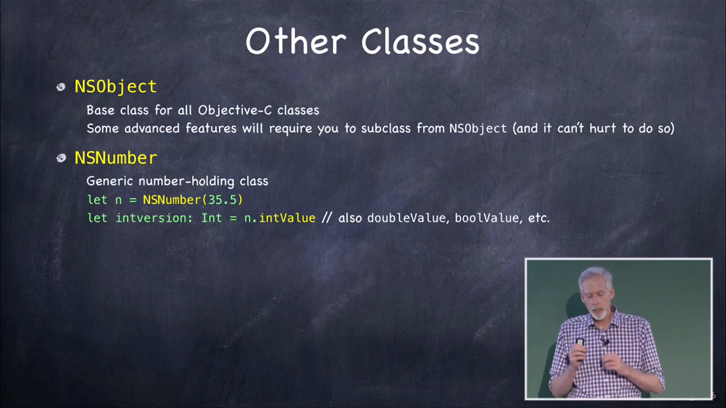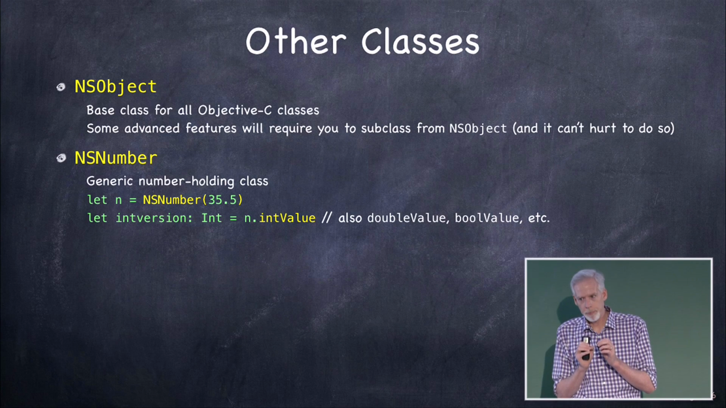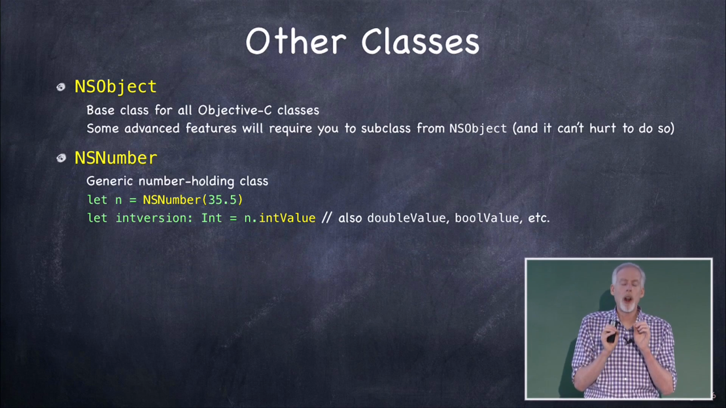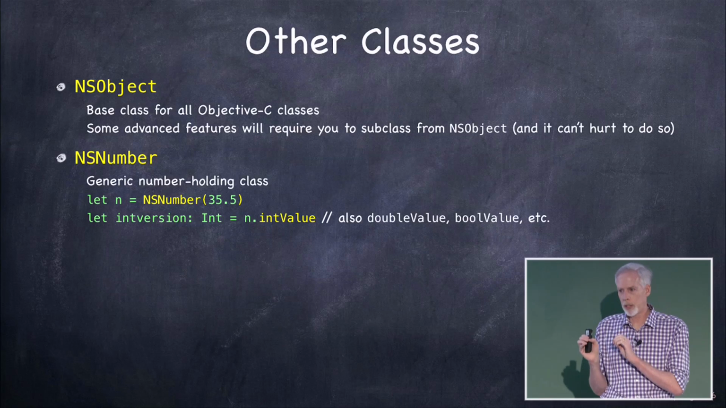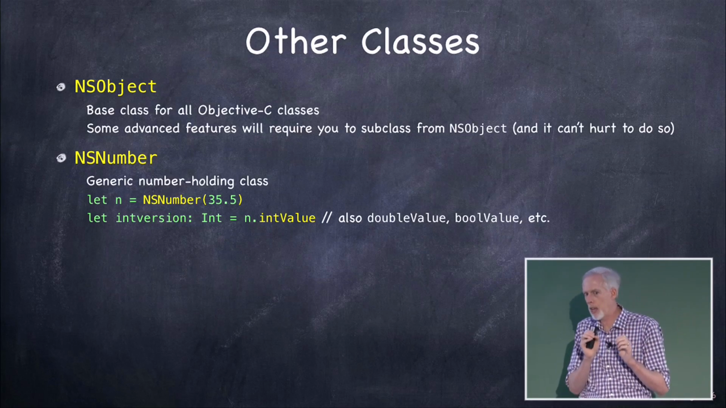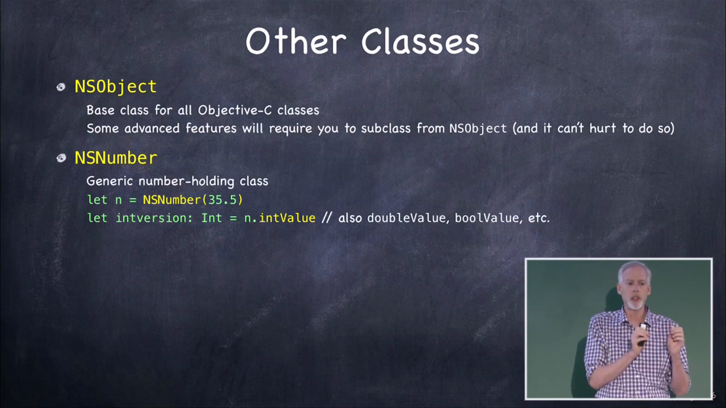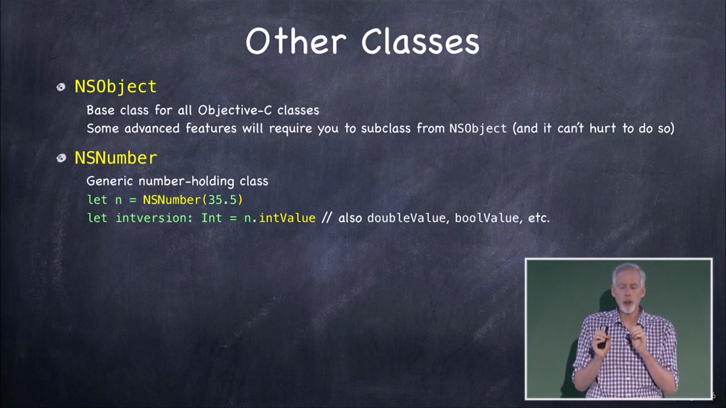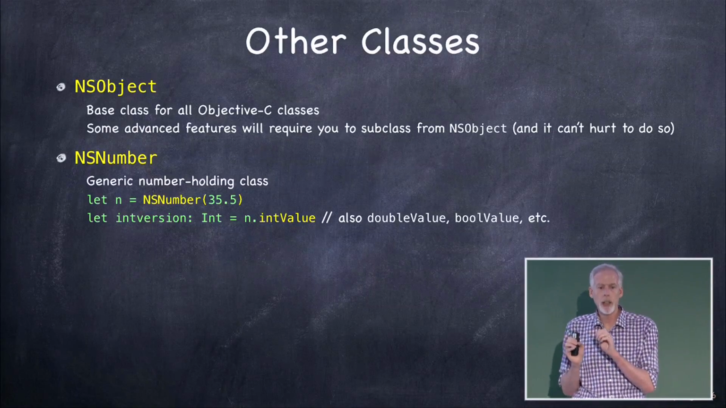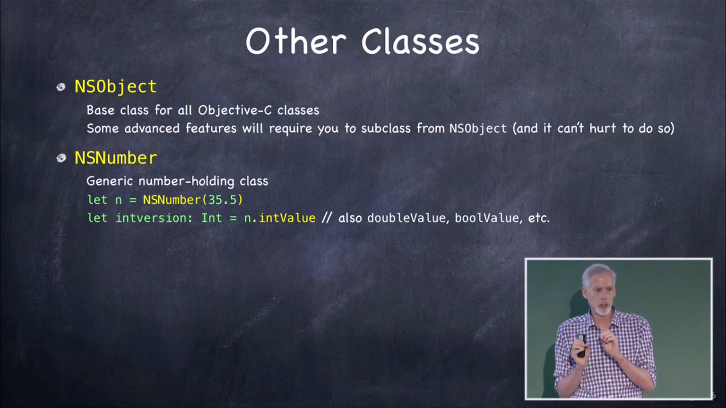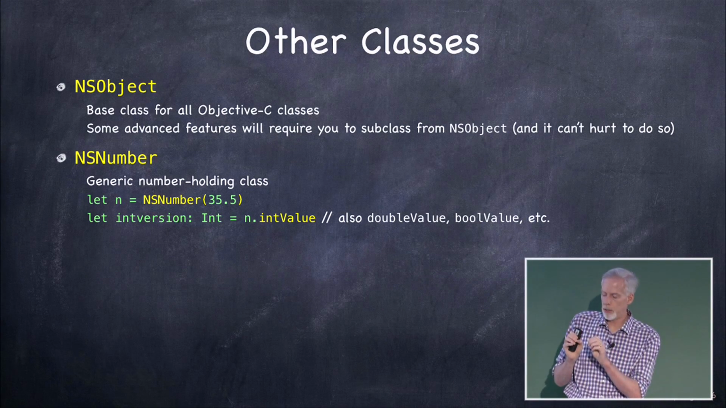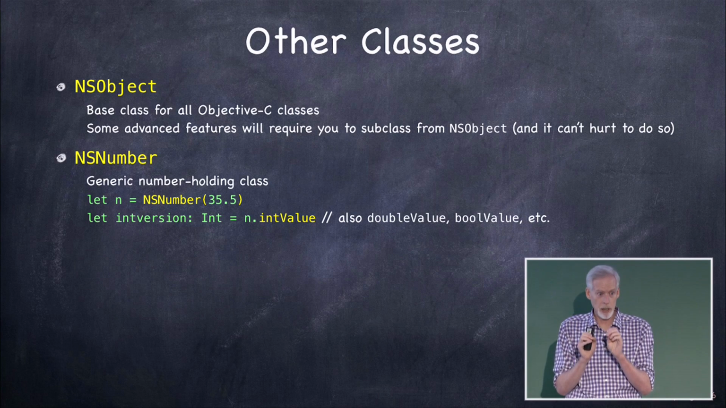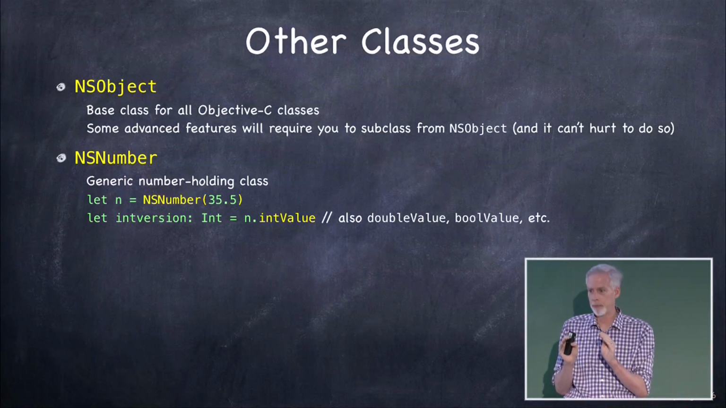NSNumber, okay? In Objective-C, structs are not like structs in Swift. They're not this nice value type semantic thing, okay? Structs are more like C structs. So double and int, string, array, dictionary, in Objective-C, these are classes. Oh, sorry. Array and dictionary are classes. Double and int are C double and int, not even objects, okay?